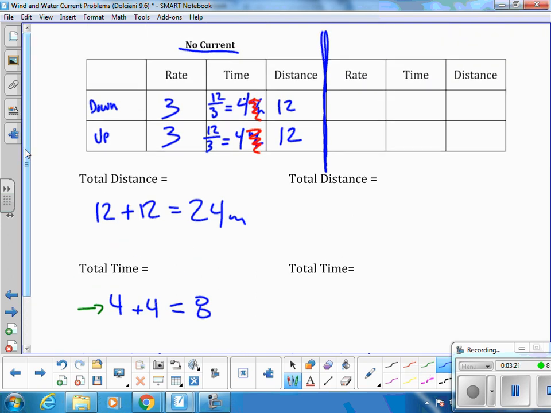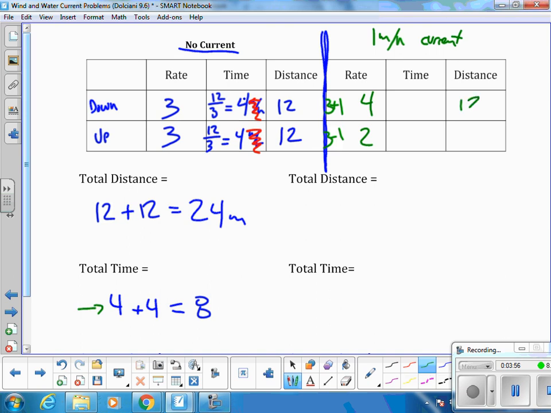Let's take a look at what happens if there is a current. The current we read on the last slide was that the current travels at 1 mile per hour. Let's see how that plays out. My rate is that I'm normally traveling at 3, and this is going downstream with the current, so I get to add 1 to that. So I am at 4 miles per hour. When I'm going upstream, I have my 3, but this time I'm taking away that 1 mile an hour current that's pushing against me, so I'm actually only going 2 miles per hour in that situation.